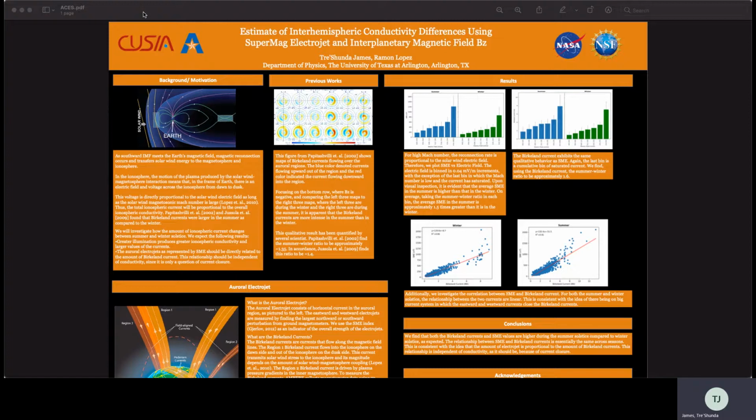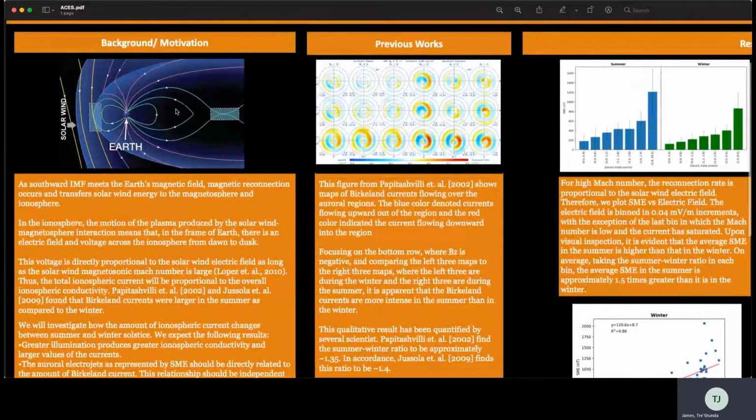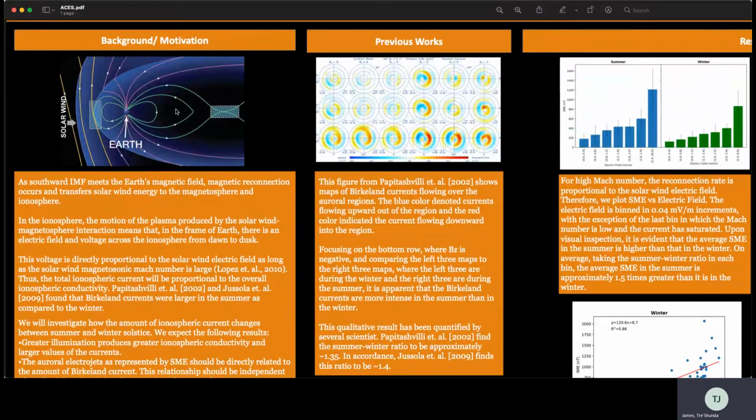So the SuperMag Electrojet, or SME, is an index used to measure the eastward and westward flowing current in Earth's auroral or polar region. And the IMF-BZ, or Interplanetary Magnetic Field BZ, is the southward component of the sun's magnetic field. So how are the two related? The two are related through a process known as magnetic reconnection, as shown here in the background and motivation section.